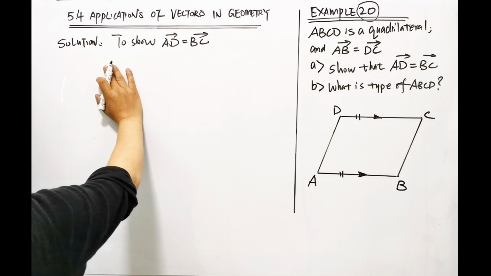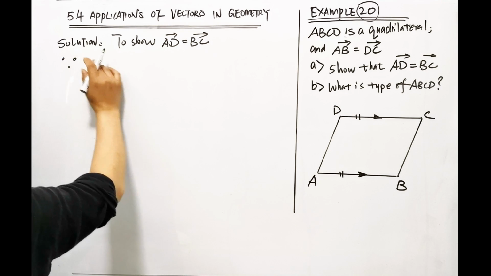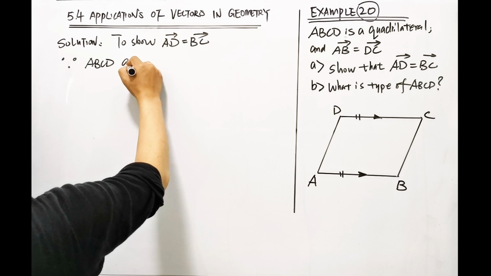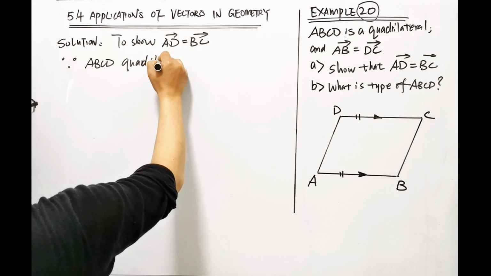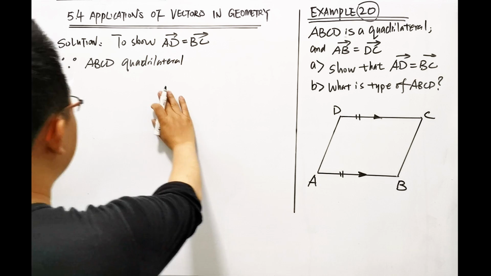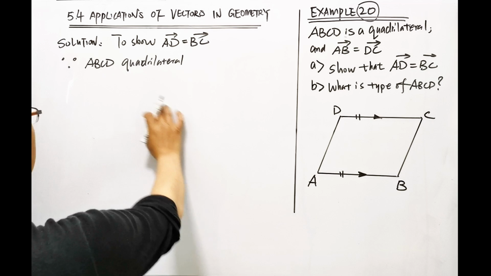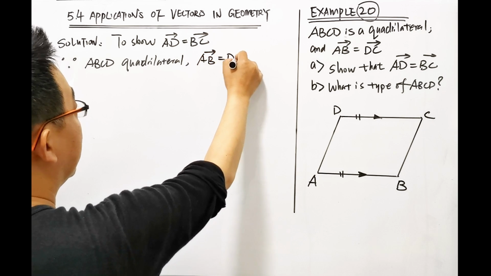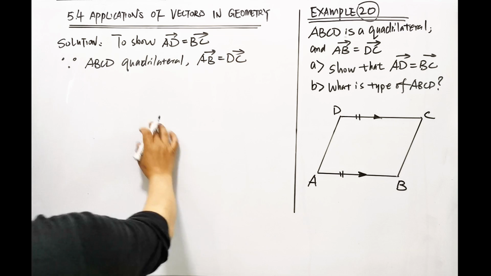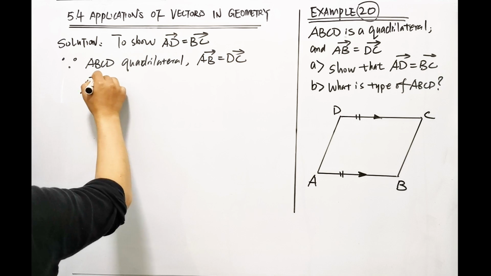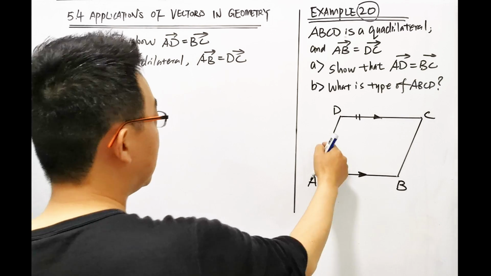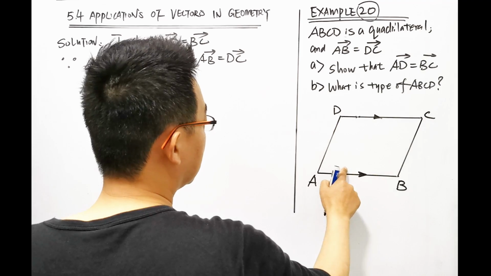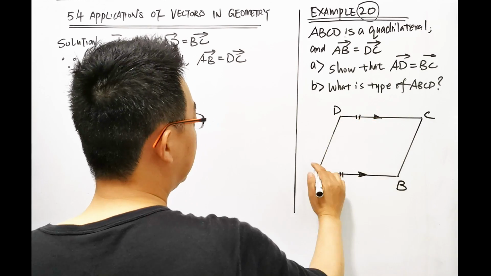Because ABCD is a quadrilateral, and also AB equals DC, right? Okay, so now let's look at this one. Where's the AD? This is the AD, right? This is the AD.